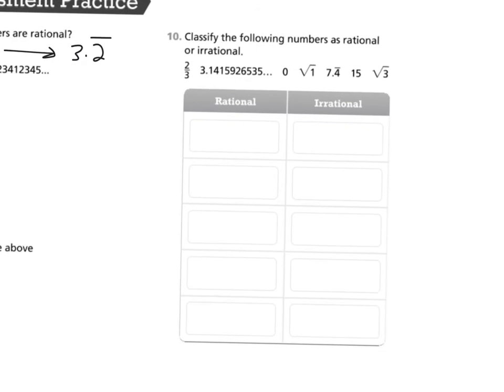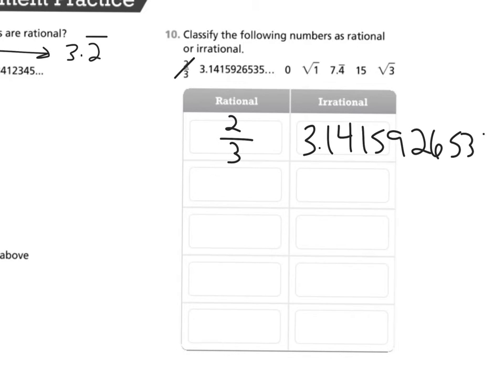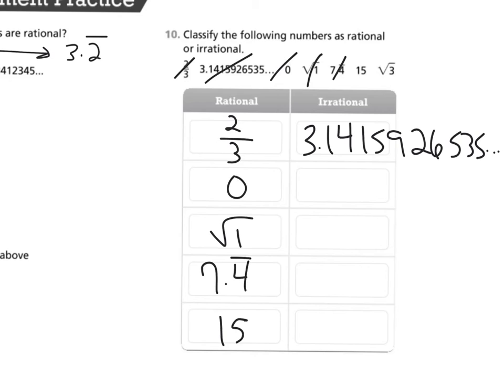And if we look at number 10, rational or irrational: 2/3 is rational. The decimal one, the decimals keep going. I think that is pi, just in decimal form. 0 is rational. The square root of 1 is rational. 7.4 repeating, repeating is always rational. 15 is rational. The square root of 3 is irrational. So this gives you an idea of how to categorize irrational and rational numbers.